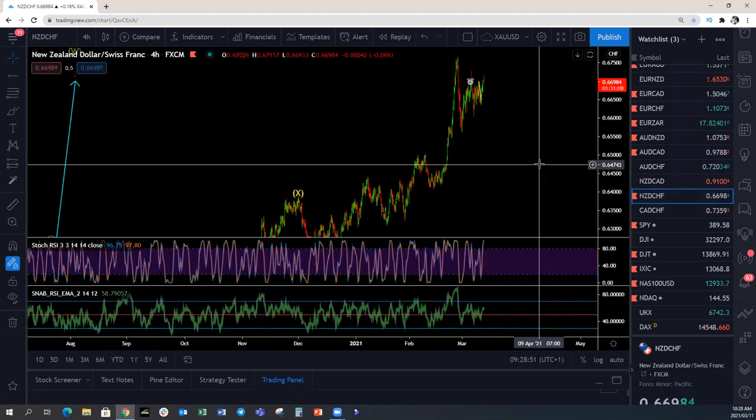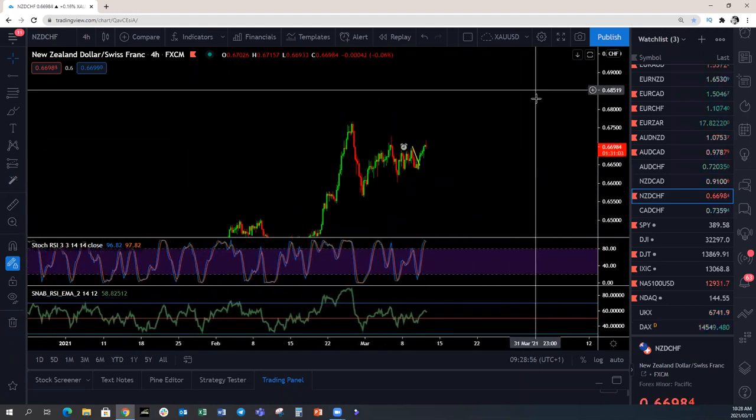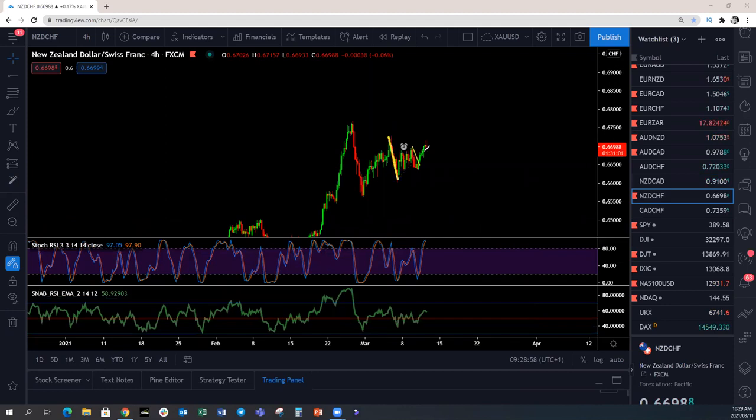New Zealand Chief has a similar structure to Audi Chief. That's why I almost thought we already did this one. So we've got this here, we've got this here. Can we see this push a little bit higher? Take the top, come back down. Same structure.